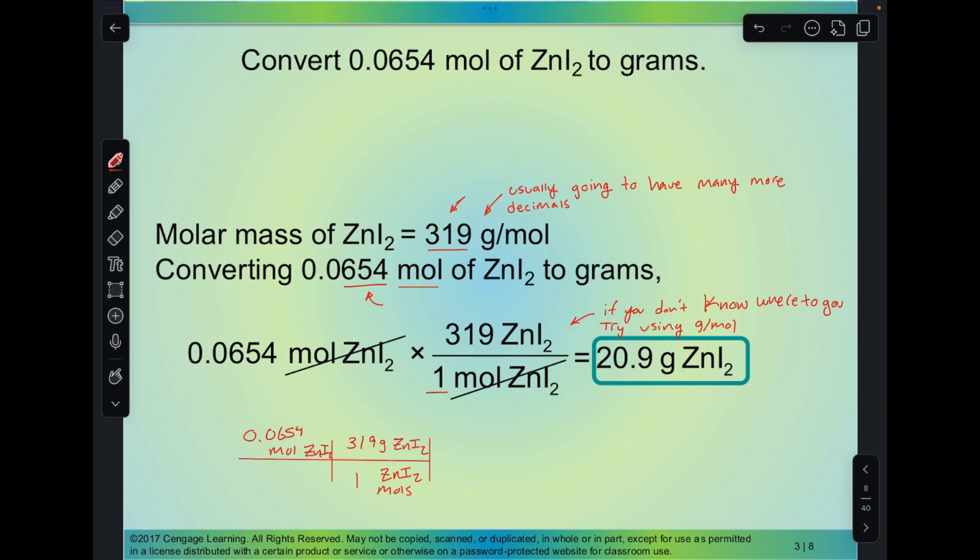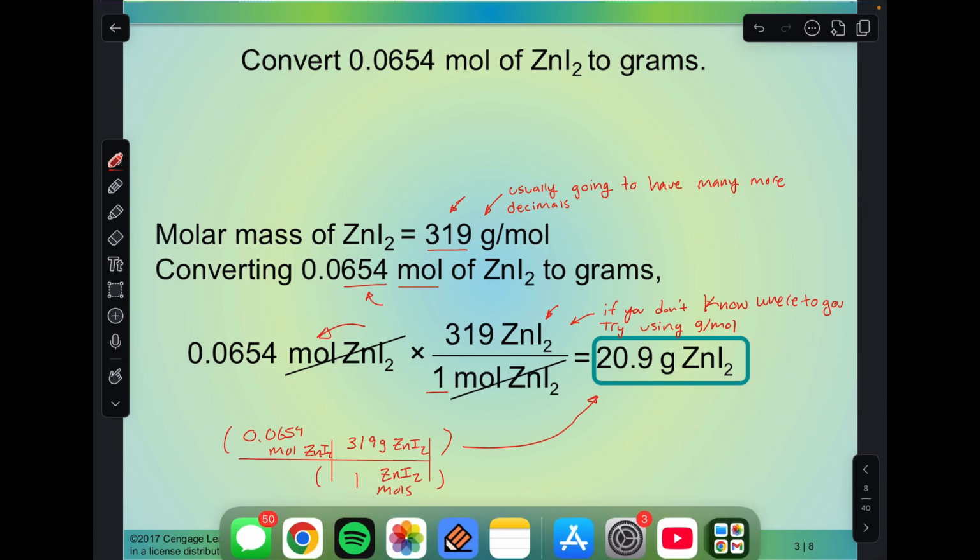And so we will just multiply the top together, divide by the bottom, which is just 1, so we'll just be multiplying the top, and we end up with this answer right here. So in this many moles of ZnI2, we have 20.9 grams. And that's really because per mole, iodine is pretty heavy. It's pretty low on the periodic table, which means that it is going to be heavy. And so we can take a look at that real quick.